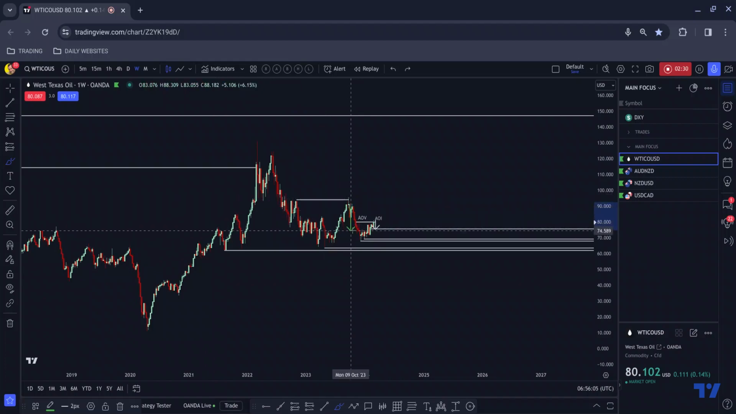So at this moment in time, I'm just seeing this as a potential impulse correction continuation to take out this low that this low near missed to, and this low which this low near missed to.